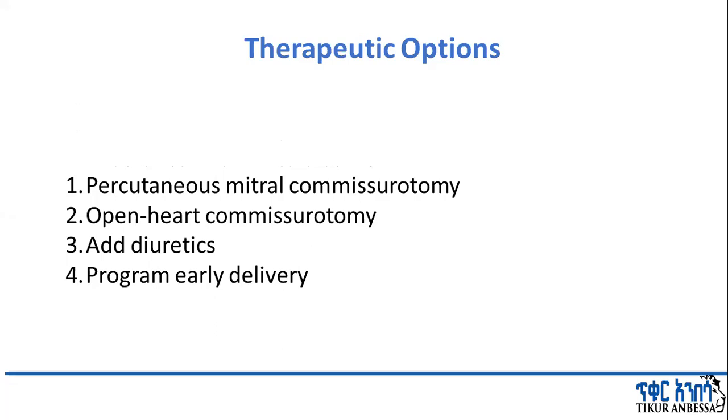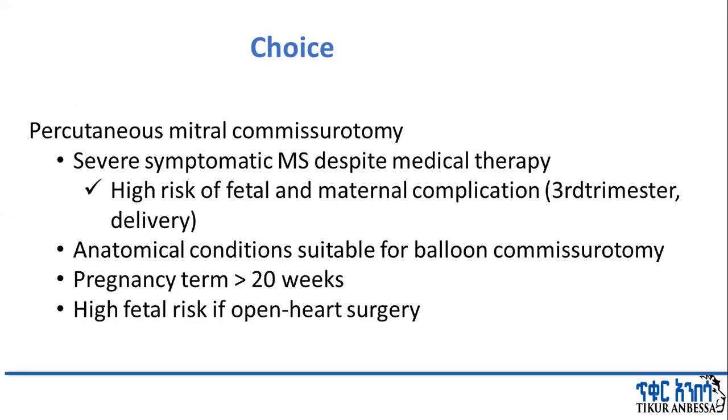The best option here is valvotomy, because the patient has severe symptomatic MS despite medical therapy. If somebody has class 3, class 4 symptoms despite furosemide and beta blocker, we need to go for valvotomy. We have to do it in the second trimester, between 20 and 28 weeks of pregnancy, because this group of patients are at high risk of fetal and maternal complications during the third trimester. So we need to do it as soon as possible.